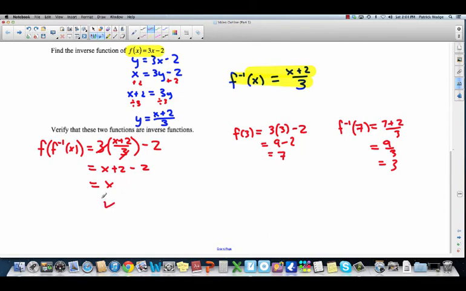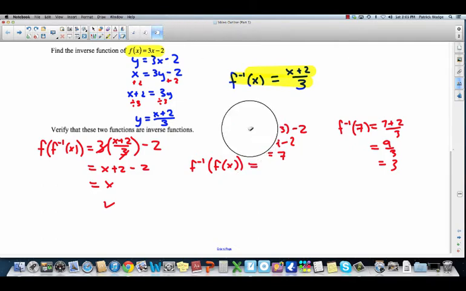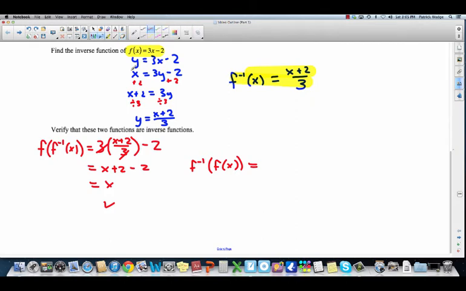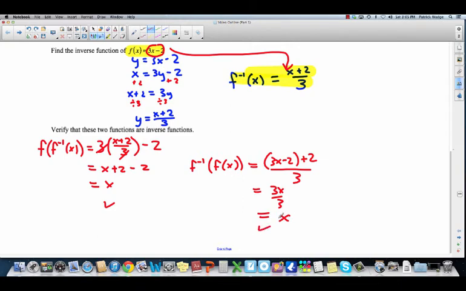So it worked. Have I now proven that they're inverses? Not yet, because I have to also show that f inverse of f of x also equals x. So let's see if we can show that. What does that mean? That means we need to take f of x, this amount right here, and plug that in wherever we see x in this function. So instead of writing x, I put 3x minus 2 plus 2 over 3, which equals 3x. Negative 2 plus 2 is just 0, so it's just 3x over 3, which equals x. It worked. So yes, these are inverse functions of each other.